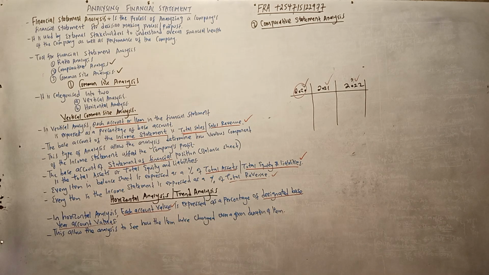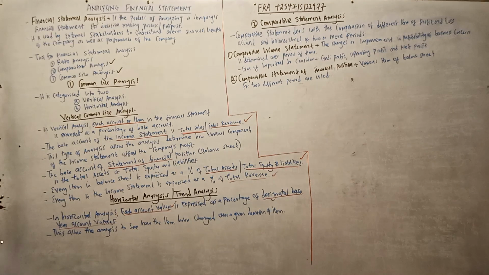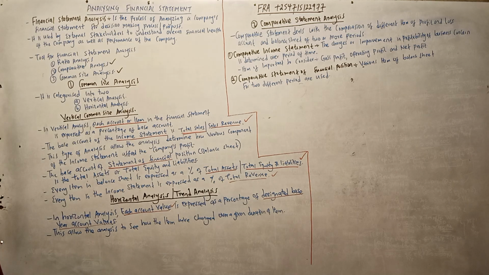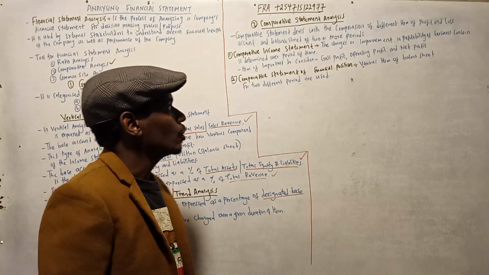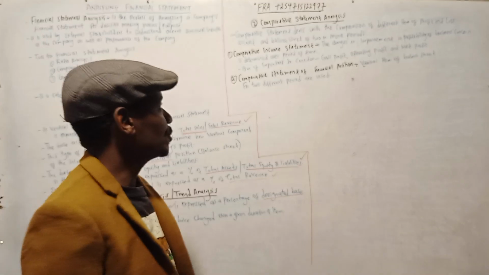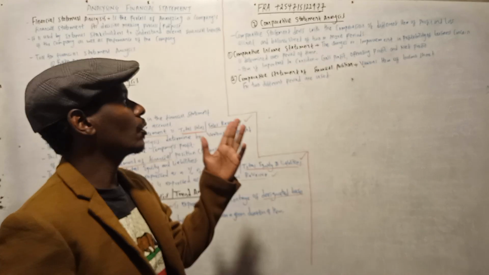So let us write something to do with comparative statement analysis. When we talk about comparative statement analysis, it deals with the comparison of two different periods, when it comes to the P&L, that is the profit and loss account, and the balance sheet. So a comparative statement compares two periods of a given period of time.